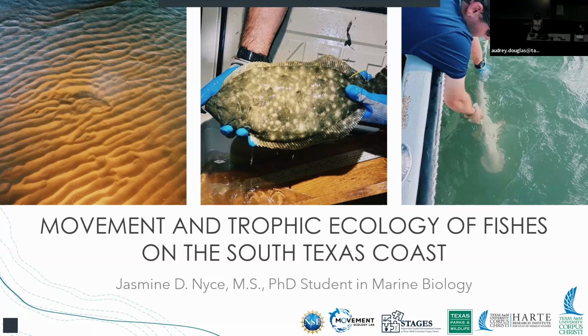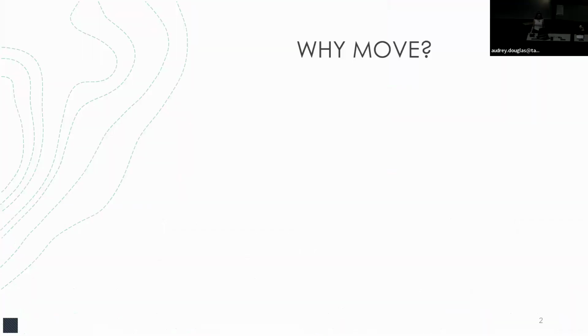I am a first-year PhD student here at A&M Corpus, and I am in the Movement Ecology Lab under Dr. Daniel Coffey. My dissertation is focused on the movement and trophic ecology of fishes here on the South Texas coast, so let's dive in. As a movement ecologist, one of the primary questions that we ask is why are animals moving and why do they migrate? So I'm just going to cover the overarching themes because they do relate to my dissertation.